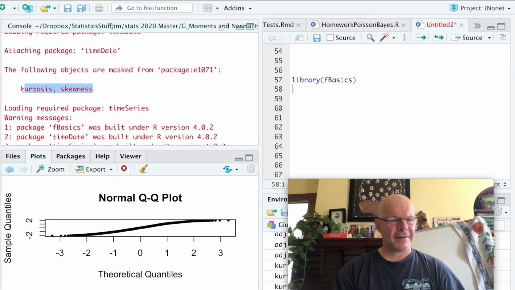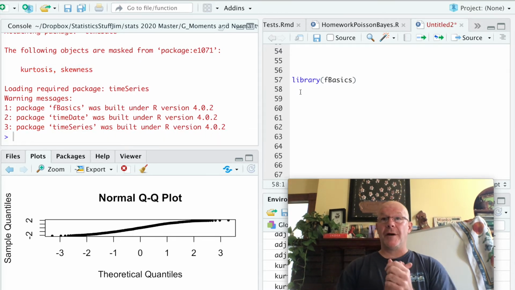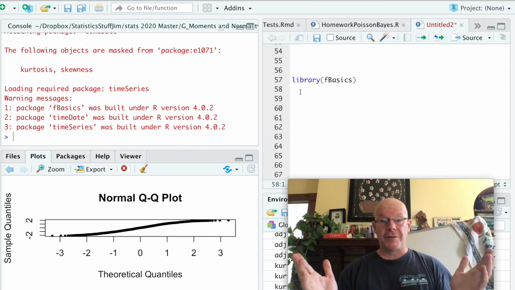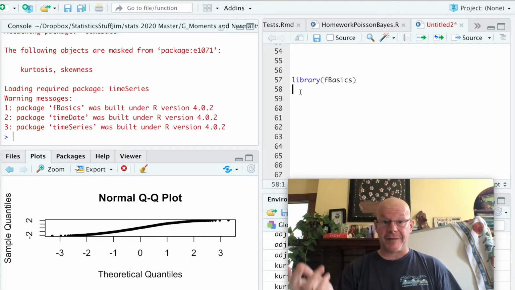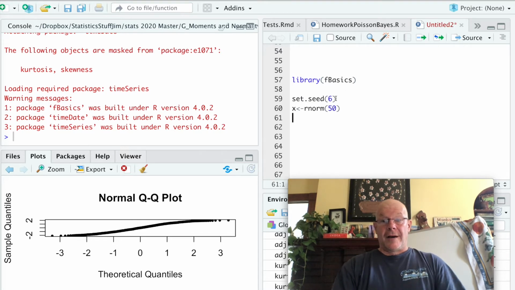It actually looks like there is a function called kurtosis and skewness in the fBasics package, which is something I should make a mental note of, that I don't need to use e1071. After I load this in, I can use the built-in functions from fBasics, which include functions for testing for normality. So the first thing I'm going to do is simulate some data. I'm going to set the seed as I always do, and then take 50 random draws from a normal distribution.